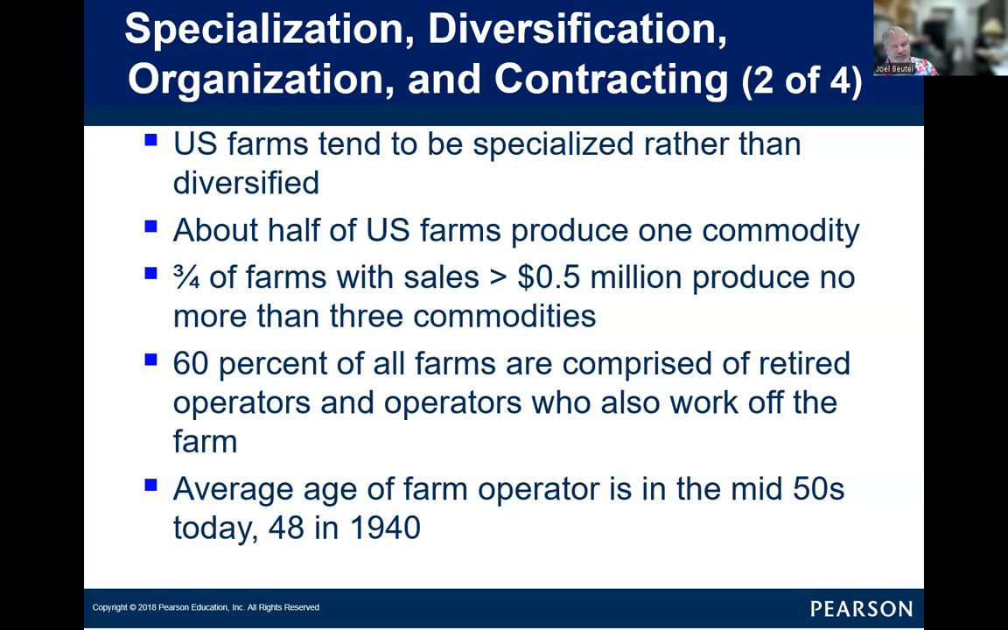They're just going to lease that land out more often than not. The average age of a farm operator is in the mid-50s. In 1940, it was 48, right? One of the things that's been identified as problematic, because I've seen some recent data, is that it's actually worse. Most farmers now are in their upper 50s to low 60s.